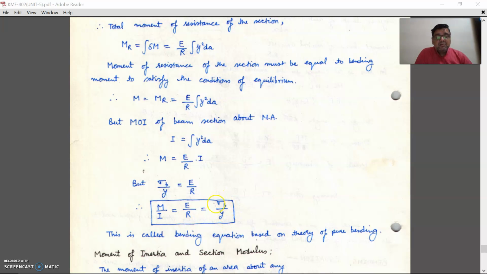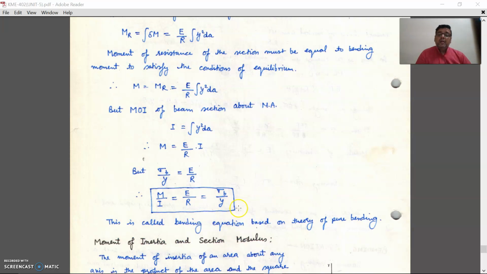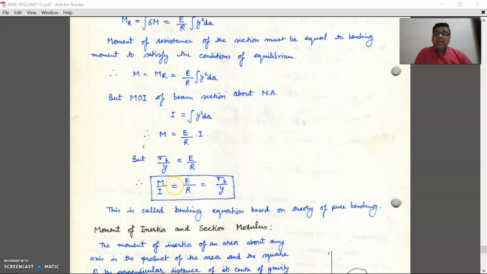Now in this case we can put sigma b upon y, or we can write sigma upon y. Wherever the value of sigma is taken, we take the same value of y. If we take sigma c, then we'll take yc. If we take sigma t, then we'll take yt, right? Okay, now.